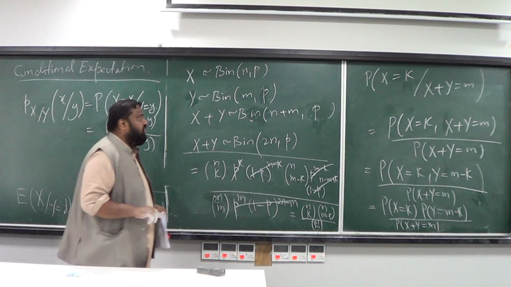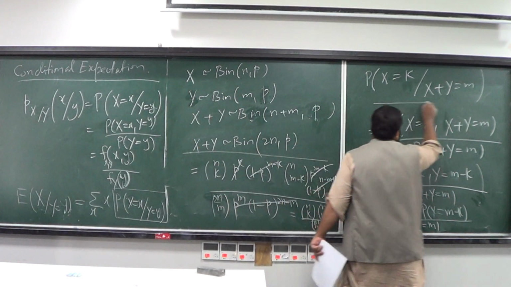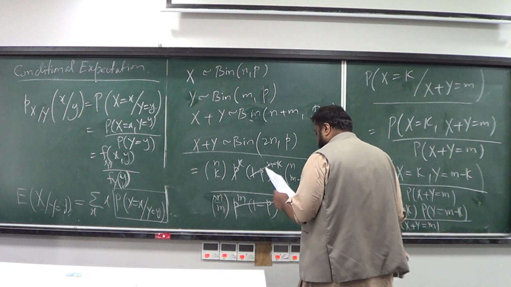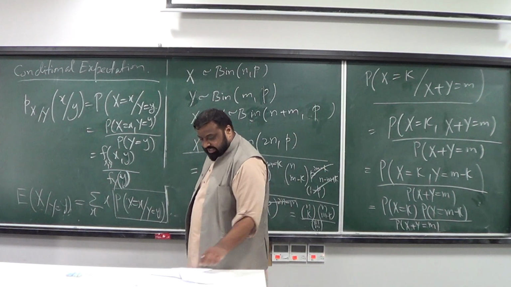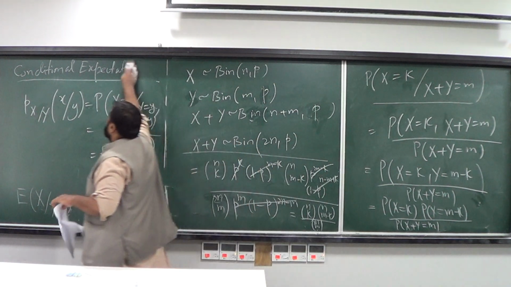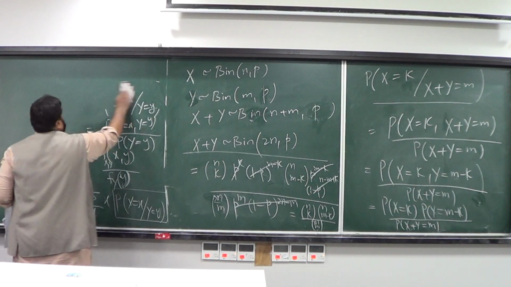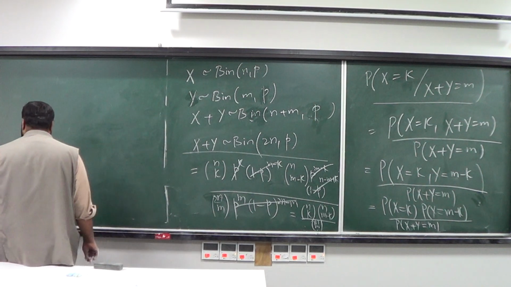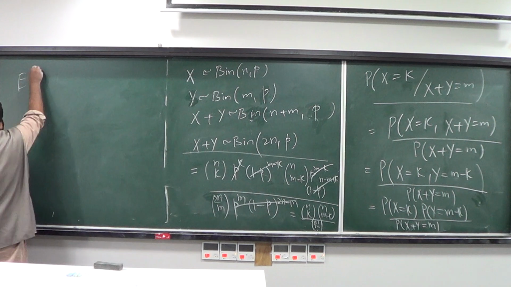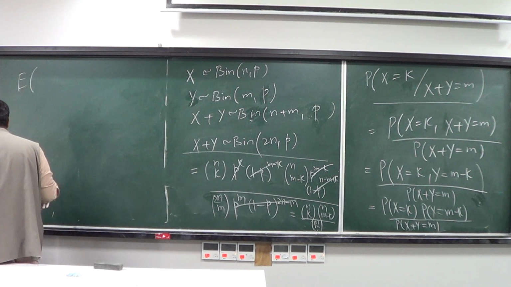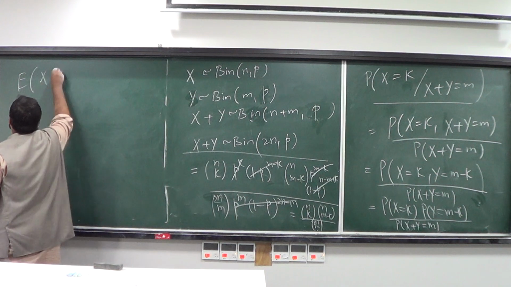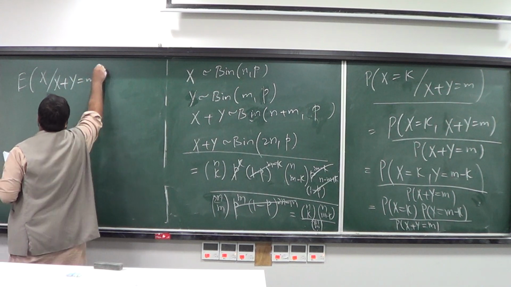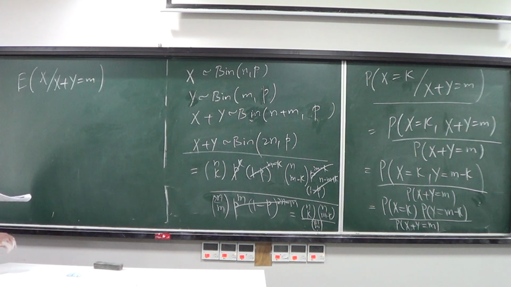So once you have this, we have this PDF. And once you have this PDF, now you can apply the definition. So what would be the expectation of x? The expectation of x given x plus y equal to m. Okay, this is what you're going to have.